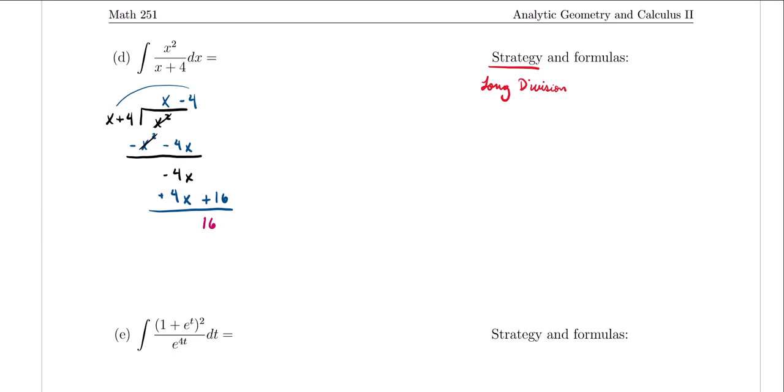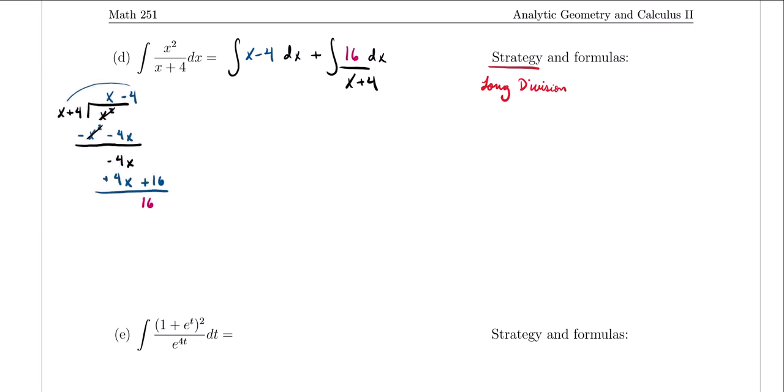So we can rewrite this integral as the integral of x minus 4 dx plus the integral of the remainder. Something very important here: once we rewrite the remainder, don't forget we are dividing the remainder by the original divisor, which in this case was x plus 4. And there we go. With the use of polynomial long division, we turn this problem into two separate integrals, but these two separate integrals themselves are not too bad to solve. So let's go ahead and solve them.